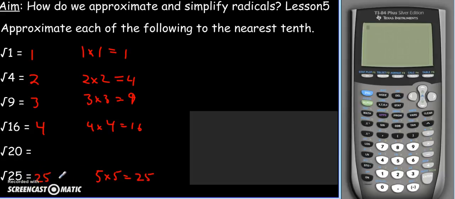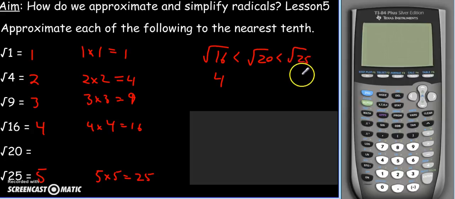The square root of 25 should be 5, because 5 times 5 is equal to 25. Alright, so that brings us to the unusual one, which is the square root of 20. Now, while we don't know for sure what its value is, we know it should be between 4 and 5. Why does that make sense? Well, the square root of 16 is 4, which should be less than the square root of 20, which should be less than the square root of 25, which is 5. So based on this idea, the square root of 20 has to be somewhere between 4 and 5.